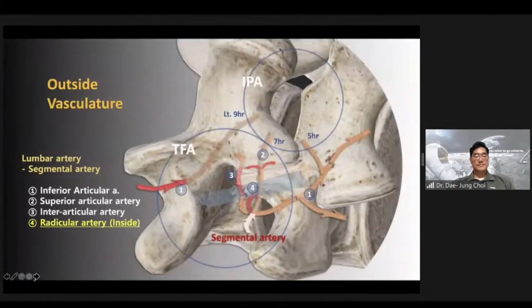Most vessels on the backside come from the segmental artery. It runs around the foramen and then makes several branches to the posterior side. So you can meet 3 main branches on the posterior side and 3 branches in the transforaminal approach, and there's another one called the radicular artery inside the foramen.